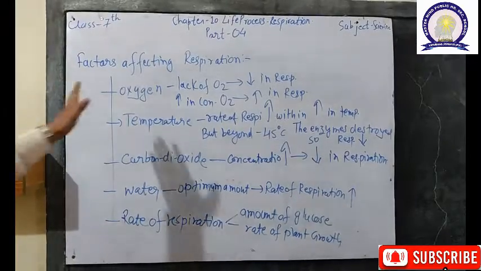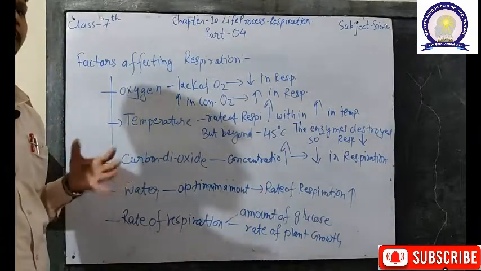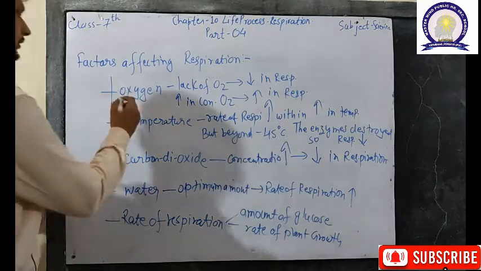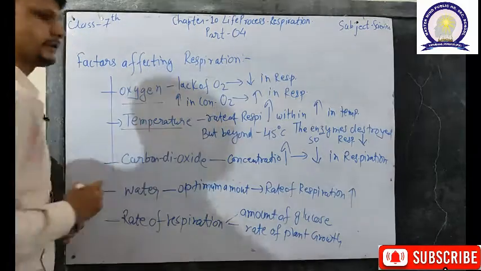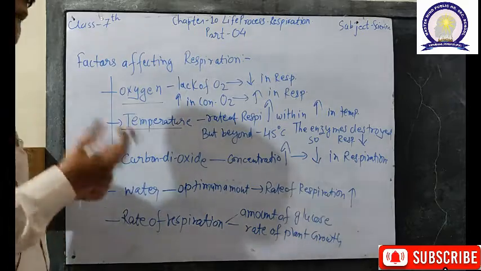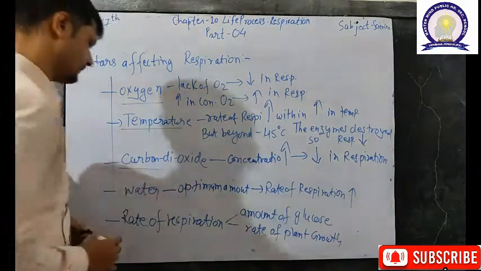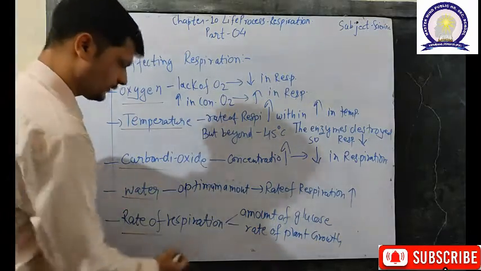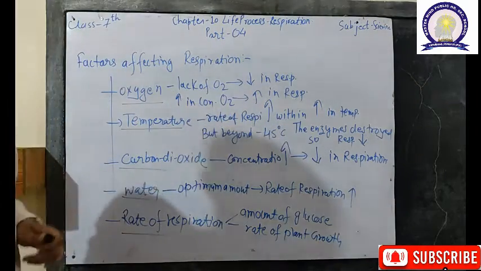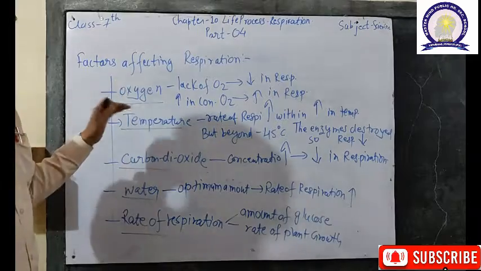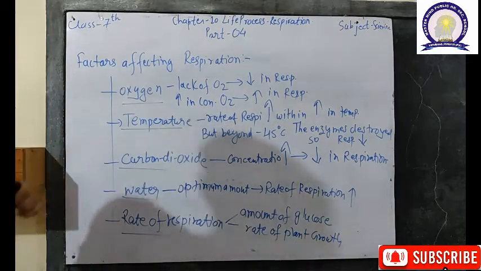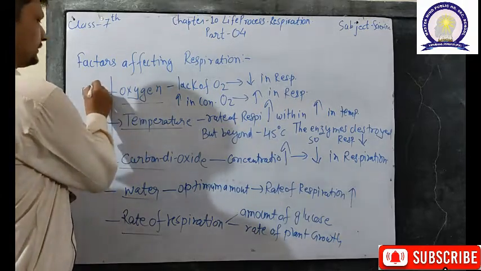There are various factors affecting respiration in various types of organisms. Some common factors are oxygen, the temperature of that particular organism or the environment, carbon dioxide, and water in the case of plants. The rate of respiration also depends on some other factors. We will discuss the factors that affect respiration one by one. First is oxygen.